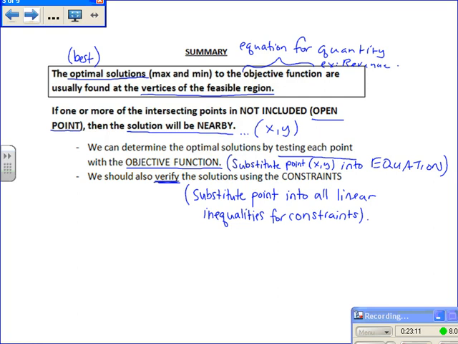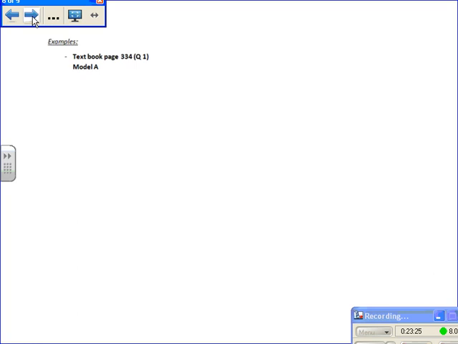All right. I'd like to show you two examples where you have a vertex or an intersection point that would not be included, that has an open circle. So on the next page of your notes, I use the example in the textbook, and if you have your textbook handy, you could pause this and grab it. If you don't, that's okay. I'm just going to sketch it for you right now so you can see what it looks like in your textbook. Okay, so on page 334 of your textbook, there are two models, Model A and Model B.